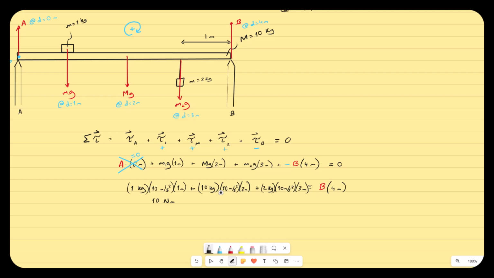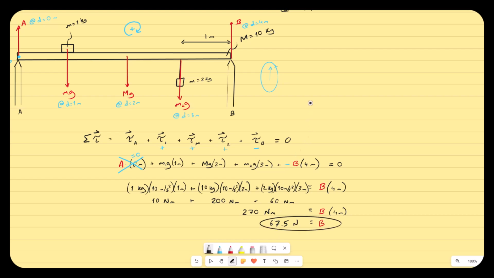Left side: 1 times 10 times 1 is 10 Newton meters. 10 times 10 is 100, times 2, that's 200 Newton meters. And over here, 2 times 10 is 20, times 3 is 60 Newton meters. So the whole left side is 270 Newton meters equals B times 4 meters. So I divide by my 4 meters, and I get that B is 270 divided by 4, which is 67.5 newtons.